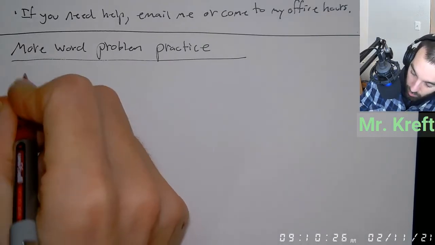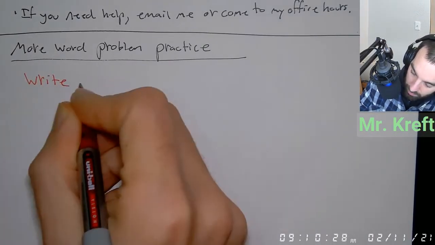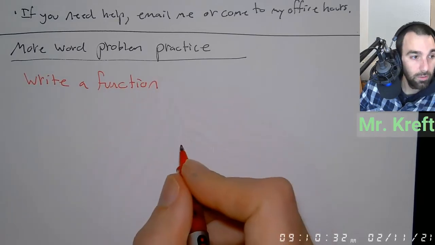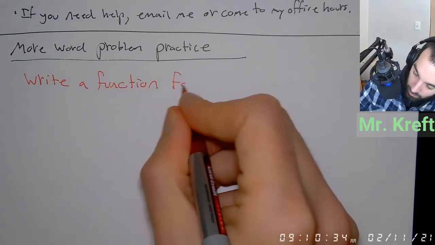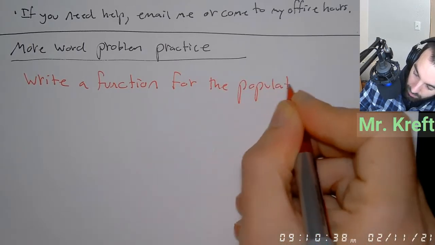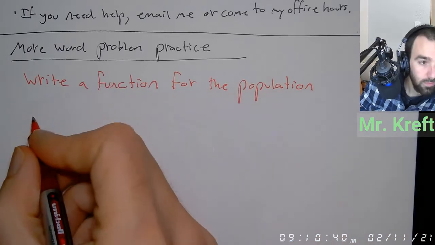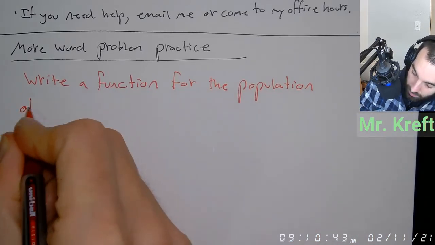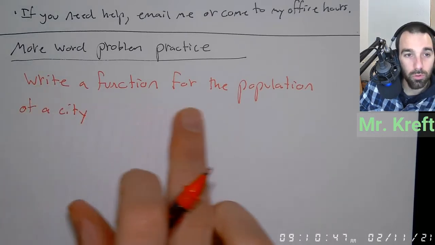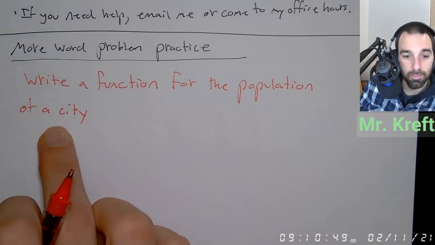We're going to write a function for the population of a city. And I'm going to slow down. So we're going to write a function for the population of a city.